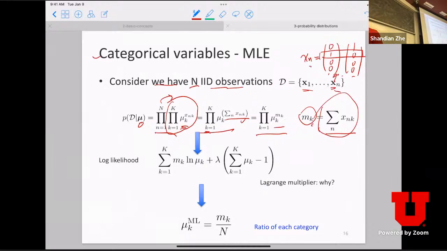And then you just take the log likelihood, and then you take a derivative. And remember, because the summation of these probabilities must be 1, you have to add the Lagrange multiplier, and then you solve this log likelihood. You take the derivative of this log likelihood and set it to 0. You end up with the maximum likelihood estimation as m_k over n. This is essentially the ratio of each category observed in the data. This is very intuitive.